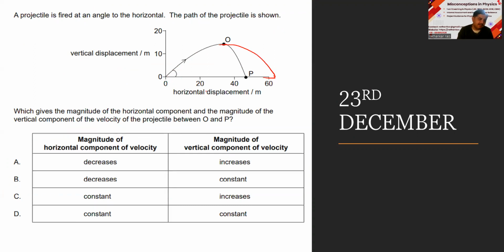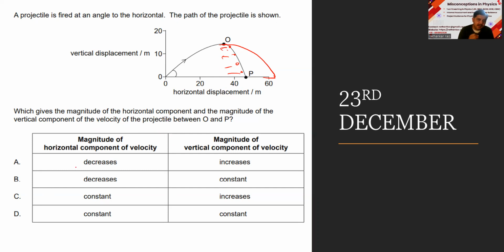When will it not be symmetrical? You should ask this. It will not be symmetrical when the particle, the moment it comes over here, is dragged constantly like this. It's been dragged constantly like this, and as a result of it, falls down here. Which gives the magnitude of the horizontal component and the magnitude of the vertical component of the velocity of the projectile between O and P.